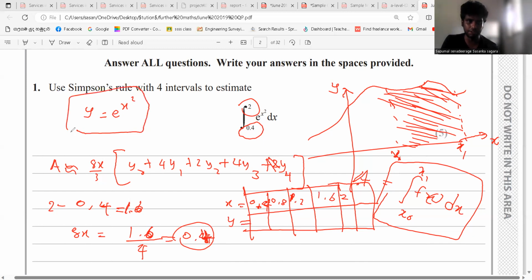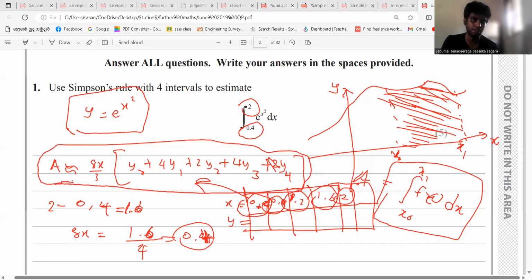Using your calculator, you can type it in and click on the calc button in order to change these x values. Then the corresponding y values can be found out. Then you can substitute into this equation. This is derived with the help of Simpson's rule, right? I'll show the derivation in another video. For now, you can get these values.